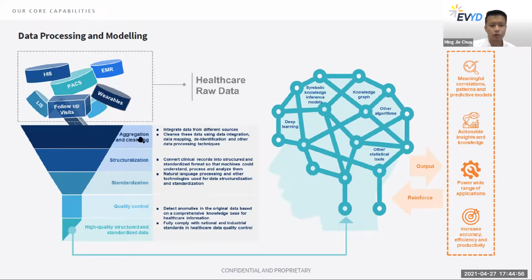After we aggregate the data, we will structurize the data, standardize the data and apply our data quality control rules. Quality control is very important because of the generally known issue with data quality in healthcare, because a lot of this data is actually input by humans, and in that process of inputting that data, most of the doctors, nurses, etc., people working in hospitals, are very busy, right? That's why it's prone to human error. So we will apply our data quality control rules to ensure the integrity of that data. The output of that is high quality structured and standardized data that we then apply to different use case scenarios, applying a variety of AI techniques.